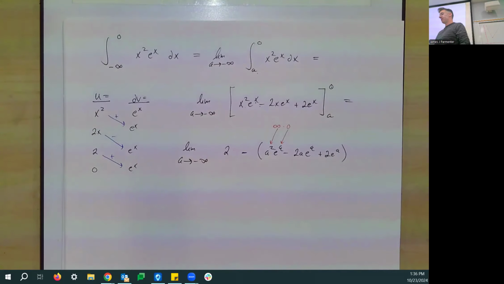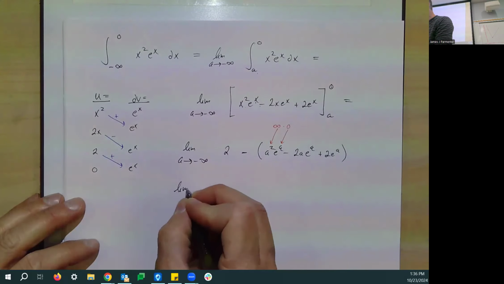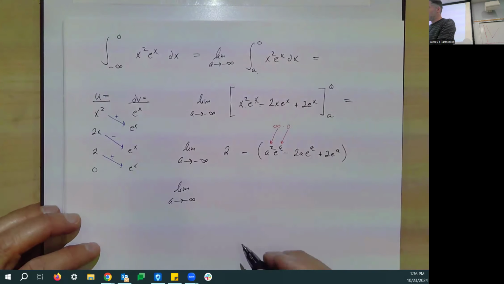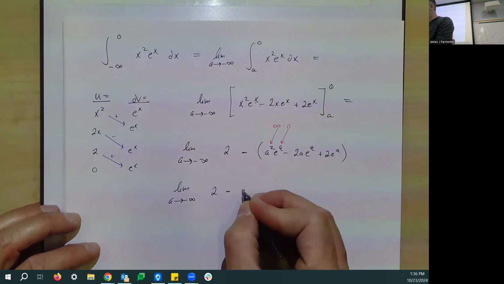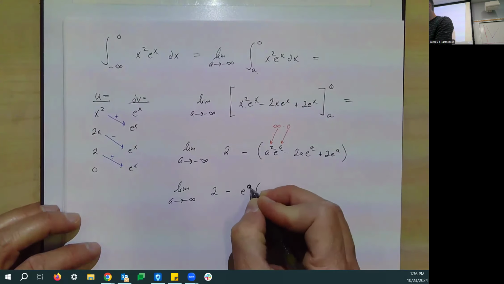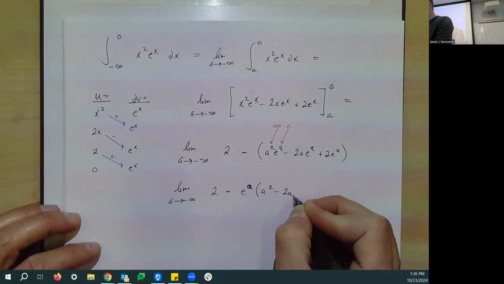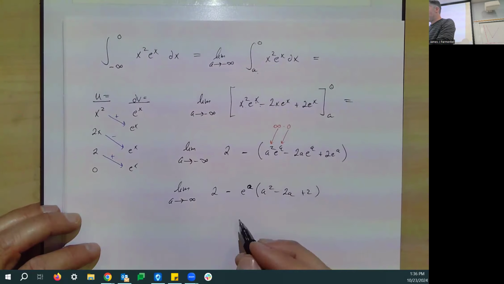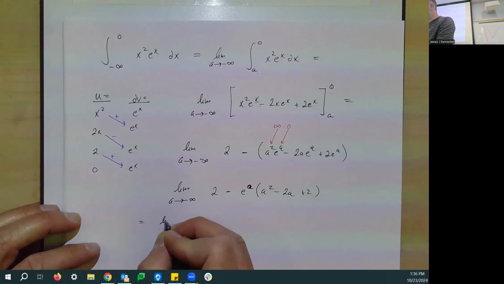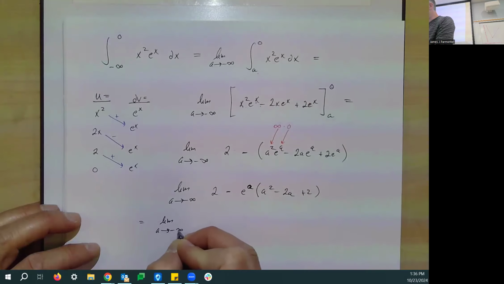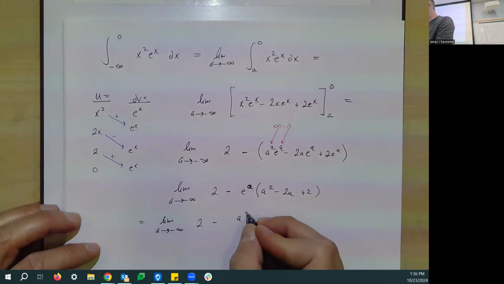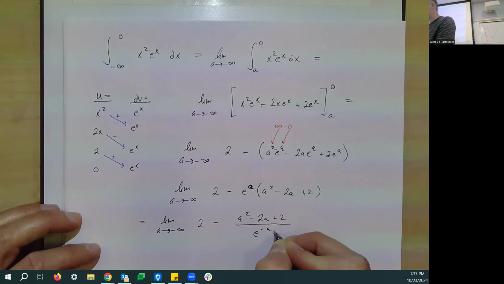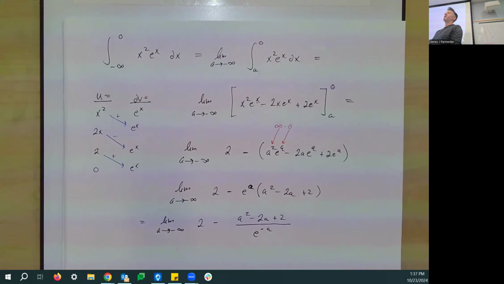So the way you should rewrite this, and really the better way to do this, is to factor out an e to the a for everything. So write this as 2 minus e to the a times a squared minus 2a plus 2. And I'm actually going to bring this e to the a down to the denominator as e to the negative a. The reason I'm doing that is so that I can use L'Hopital's rule, which hopefully all of you got to see in 17a. Apologies if you didn't. But here's how it works.